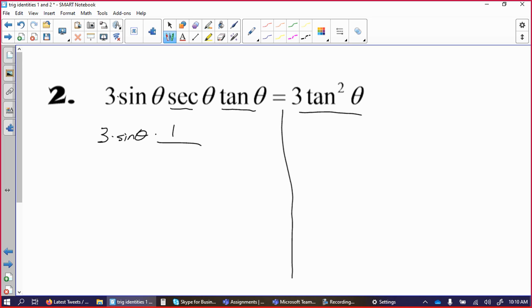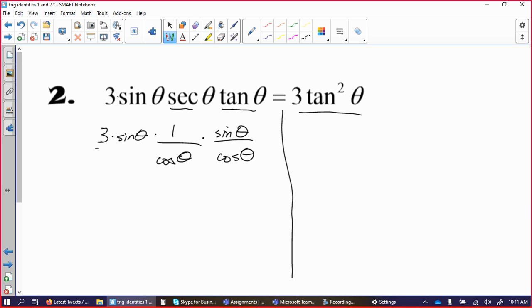Secant is 1 over cos theta. Tan theta is sine theta over cos theta. So there's a couple of ways to finish something like this. I'm going to look at one way and then talk about something else in a sec.